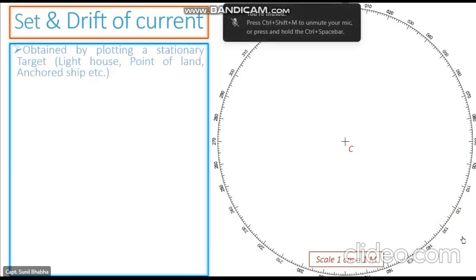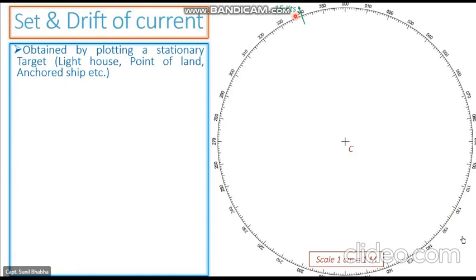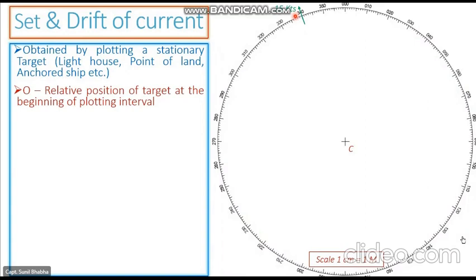Now to obtain the set and drift of the current, we need to have a stationary target available to us for observation. The stationary target could be a lighthouse, a buoy, a beacon, a point of land, an anchored ship, anything which is given as stationary in the question. So let's assume that we have a lighthouse and we have observed it using our radar and obtained a range and bearing.